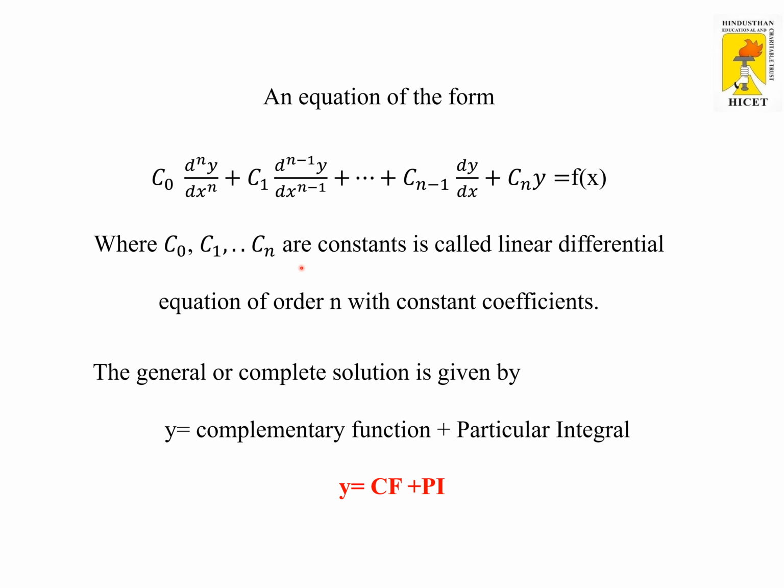Cn are constants. The general solution or the complete solution for the second order linear differential equation consists of two components. One is the complementary function and the second one is the particular integral. Then the solution can be written as y equal to CF plus PI.